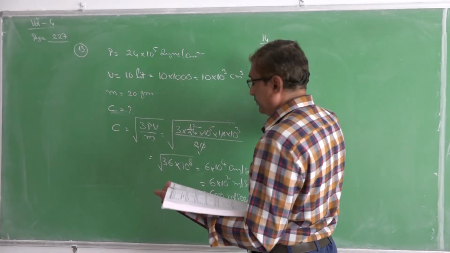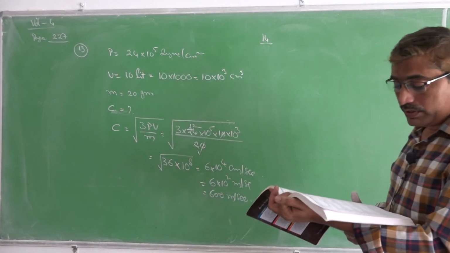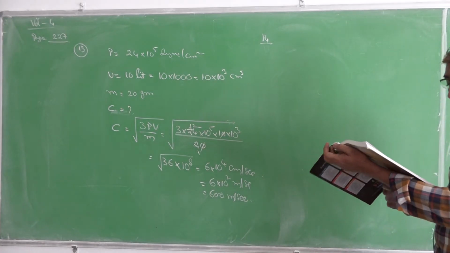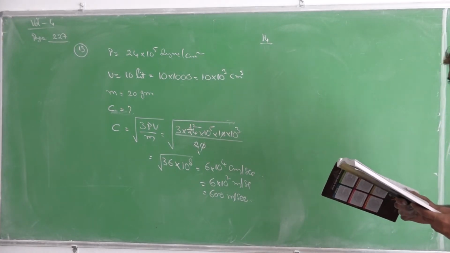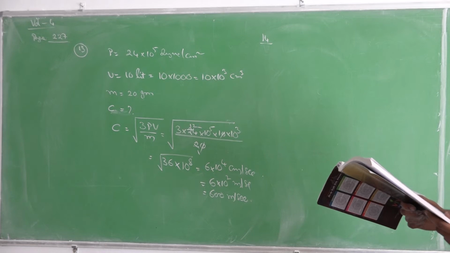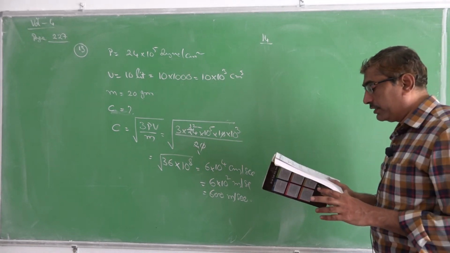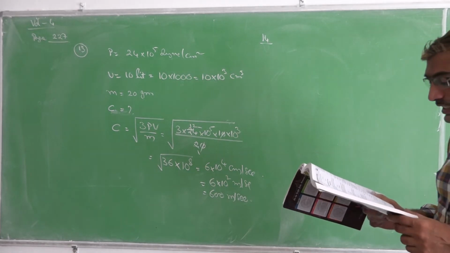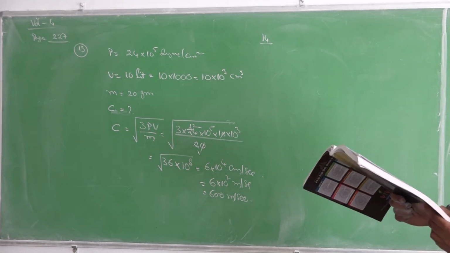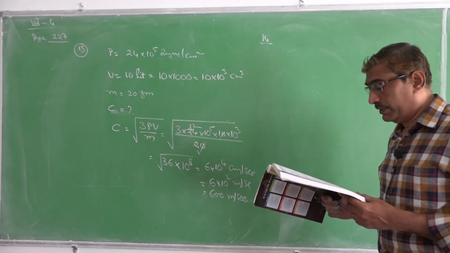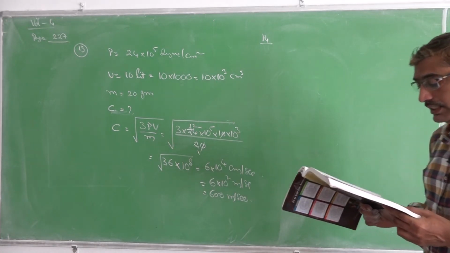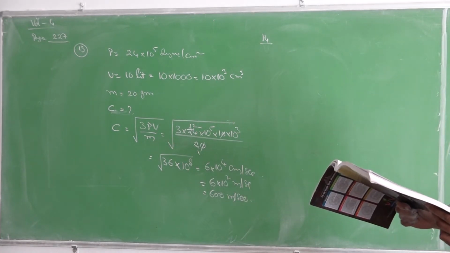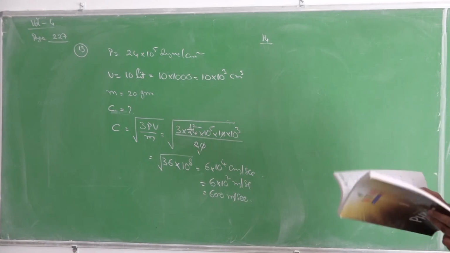Fourteenth one. The molecules of a given mass of a gas have RMS velocity 200 meter per second at 27 degrees centigrade and 1 into 10 to the power 5 Newton per meter square pressure. When the temperature is 127 degrees centigrade and pressure is 0.5 into 10 to the power 5 Newton per meter square, the RMS velocity in meter per second will be.